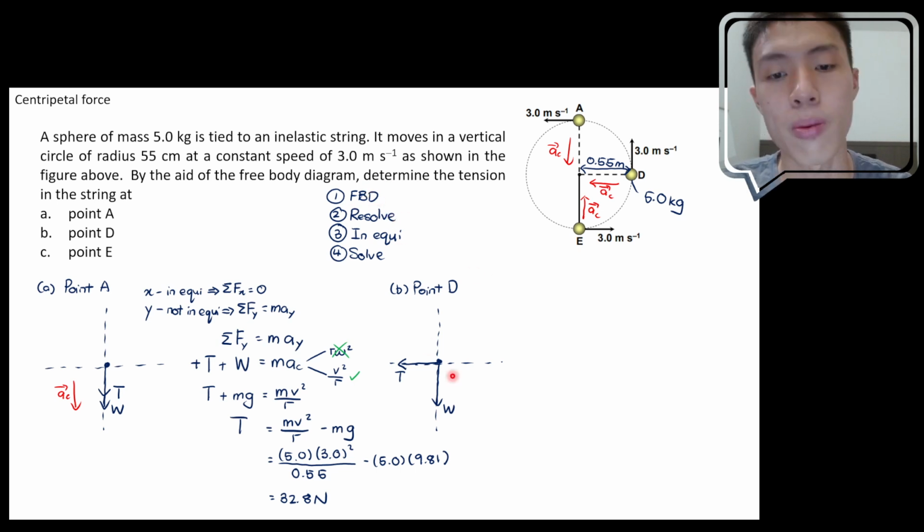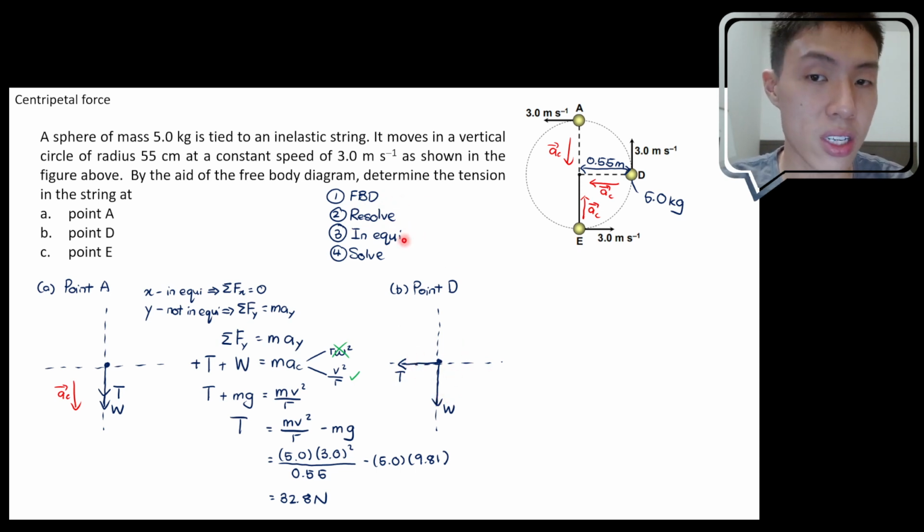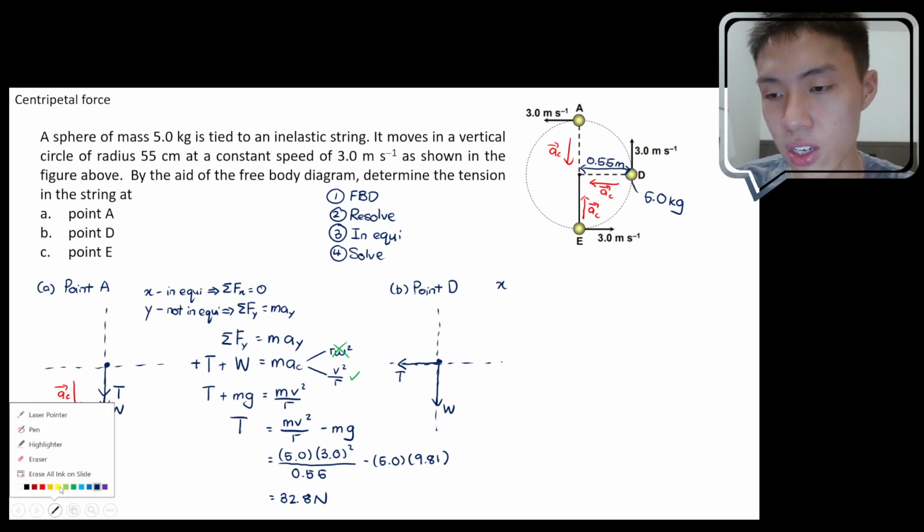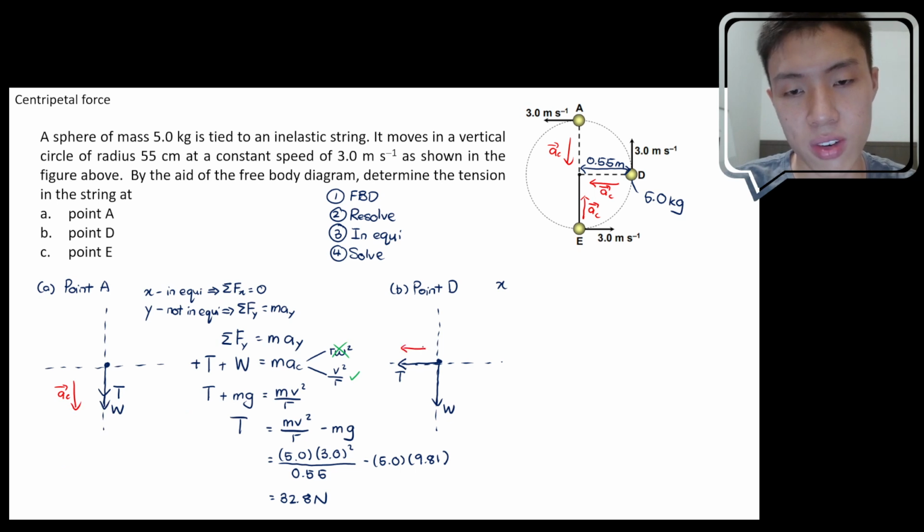Let's proceed to resolve, but there's nothing to resolve because every force is on an axis right now. Let's proceed to step 3, which is in equilibrium or not. Let's check for x. For x, there's only one force in the free body diagram, so the left is definitely not balanced by the right. So definitely this is not in equilibrium. At the same time, the centripetal acceleration is pointing to the left, so you're 100% sure that in the x-axis there will be acceleration. So for the x-axis, it is not in equilibrium.